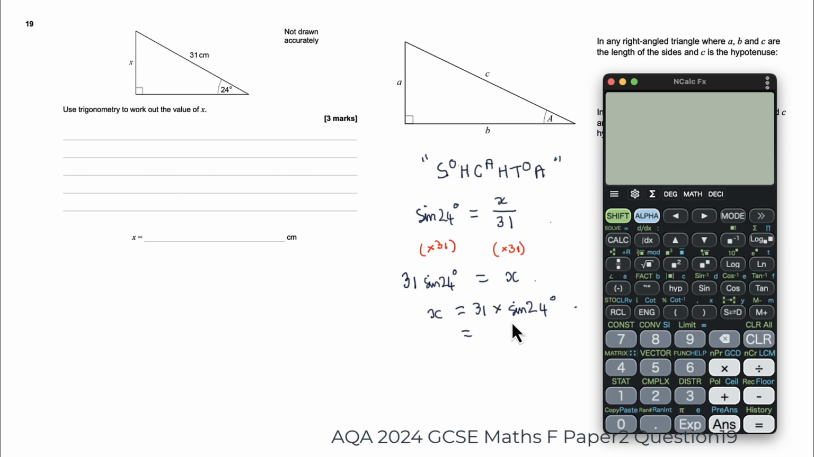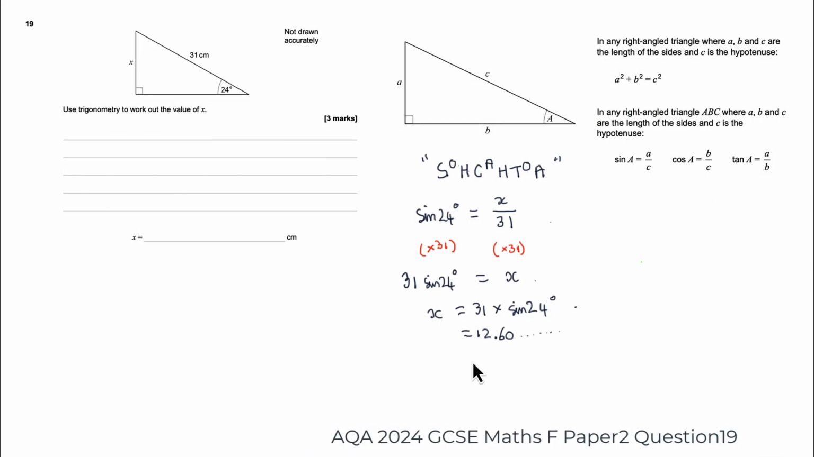So let's go and put this lot in. We do 31 multiplied by, and then the sine button, there it is. When I do sine in my calculator, I've got a bracket appearing. It's 24 degrees, and we do know the calculator is now speaking degrees. I close that bracket and press the equal sign. And there is the answer that I get. So it's 12.60 and so on.